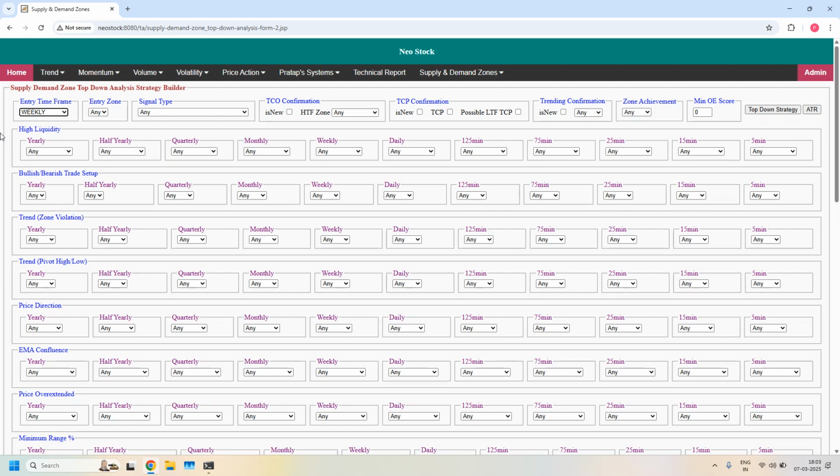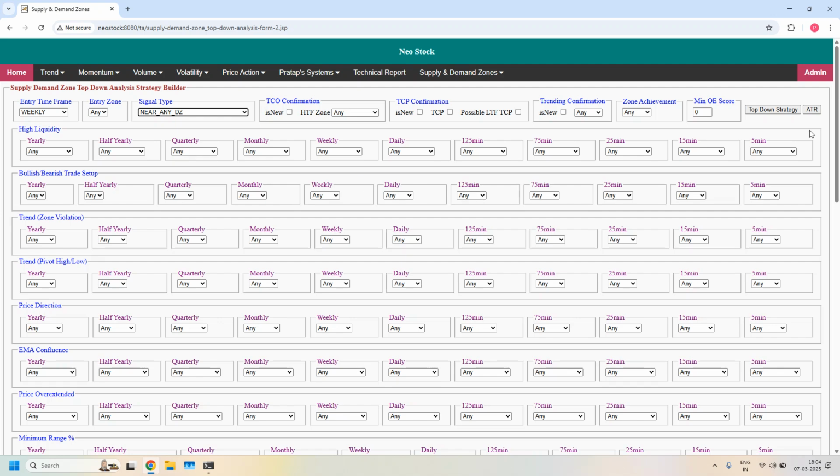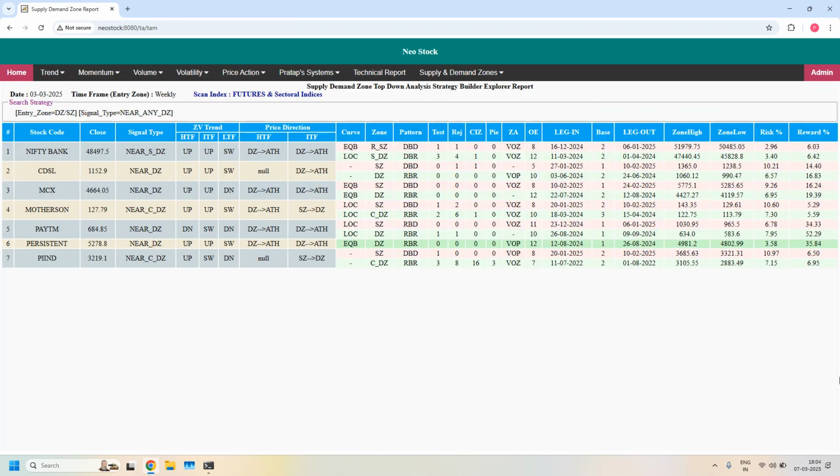created weekly demand and supply zones and tested demand and supply zones during this week. And also we will look into weekly, monthly and quarterly demand zone confluence related stocks. Everything we will generate apart from stocks near and closed inside weekly demand and supply zones. Okay, for weekly time frame, let us find the stocks near weekly demand zone. We got 7 stocks.